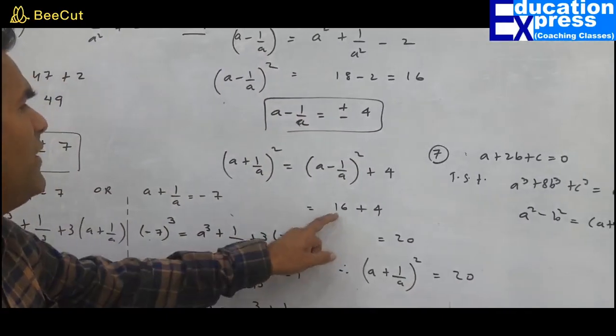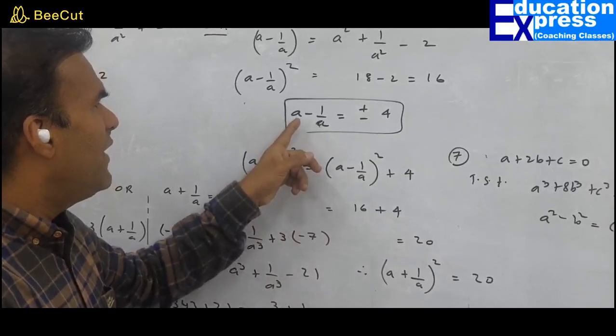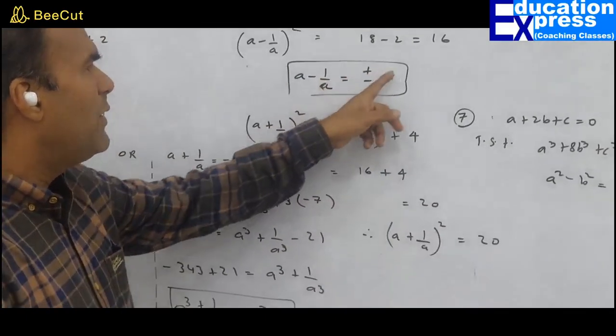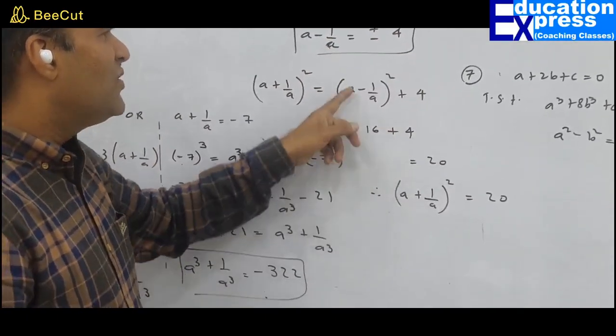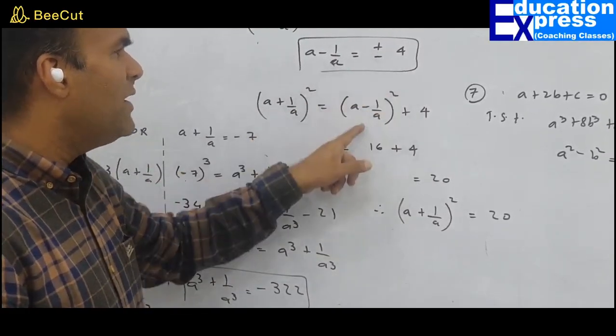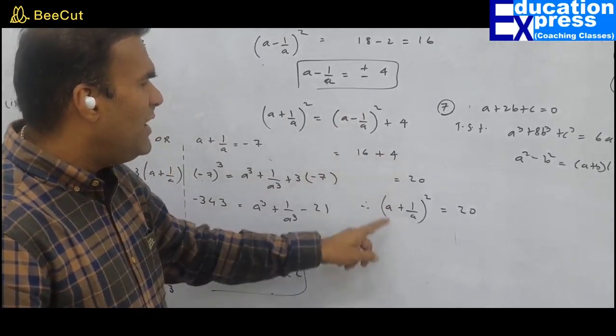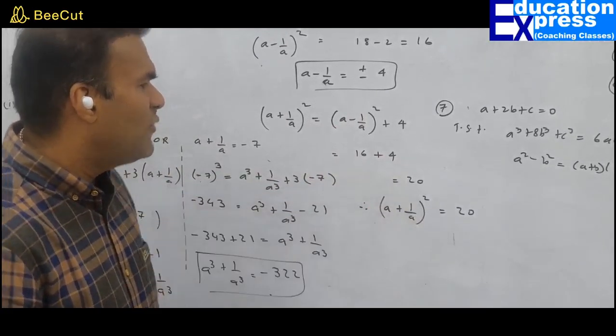So why did you write 16 over here? I wrote 16 for a very simple reason. If the value of a minus 1 upon a is plus 4 or minus 4, the result would be the same. If I write 4, I get 16. If I write minus 4, I still get 16. So 16 plus 4 is 20. A plus 1 upon a square becomes 20.